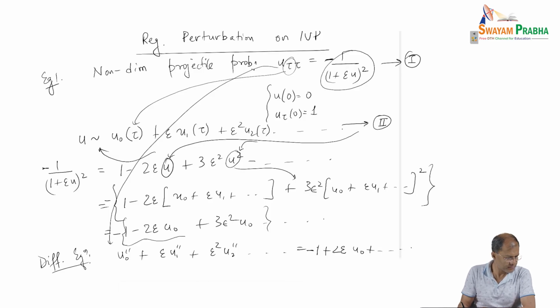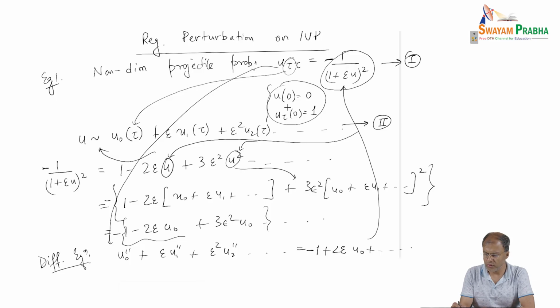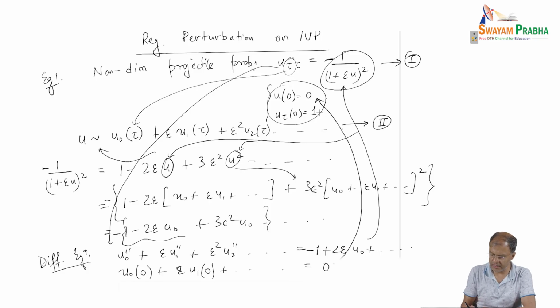So now, well, this is the differential equation. What about the initial conditions? So the initial conditions could also be expanded. We see that u naught at 0 plus epsilon u1 at 0 plus epsilon square u2 at 0, this is equal to 0 from the first initial condition, and from the second one we see that u naught prime at 0 plus epsilon u1 prime at 0 and so on so forth, this is equal to 1 from the second initial condition, right?